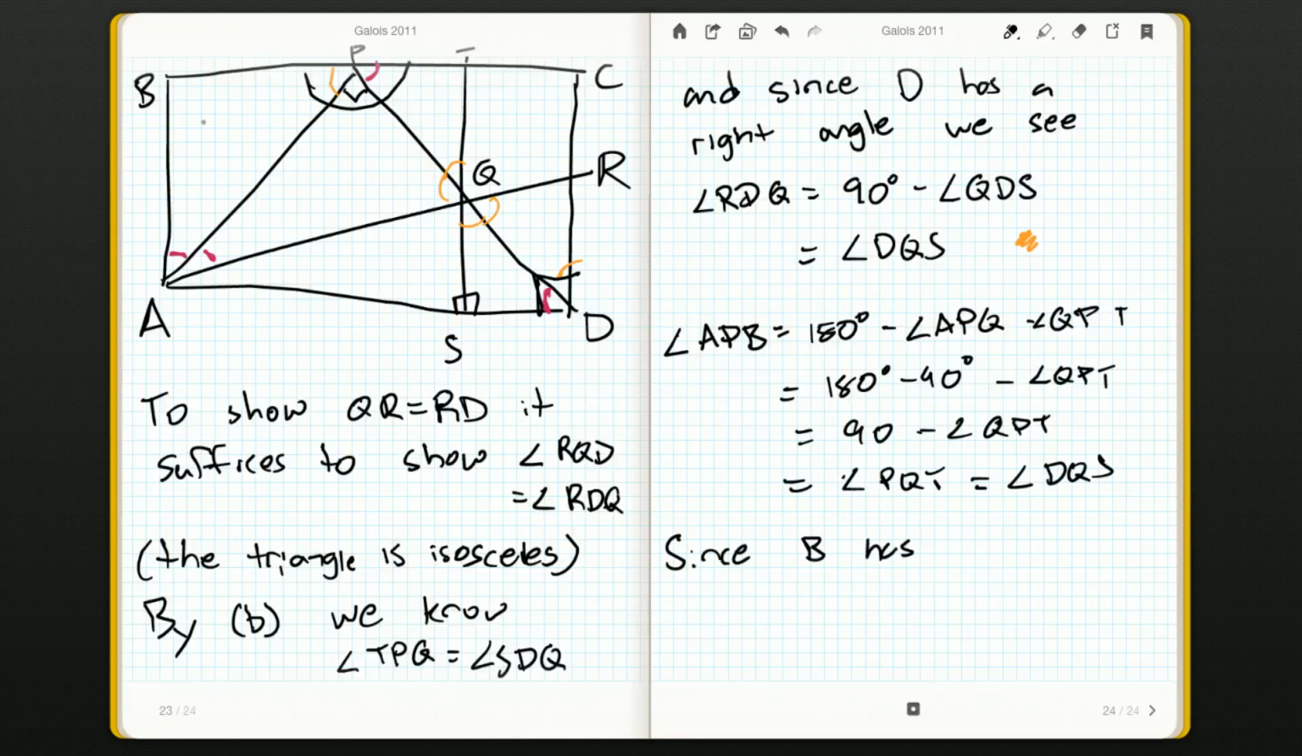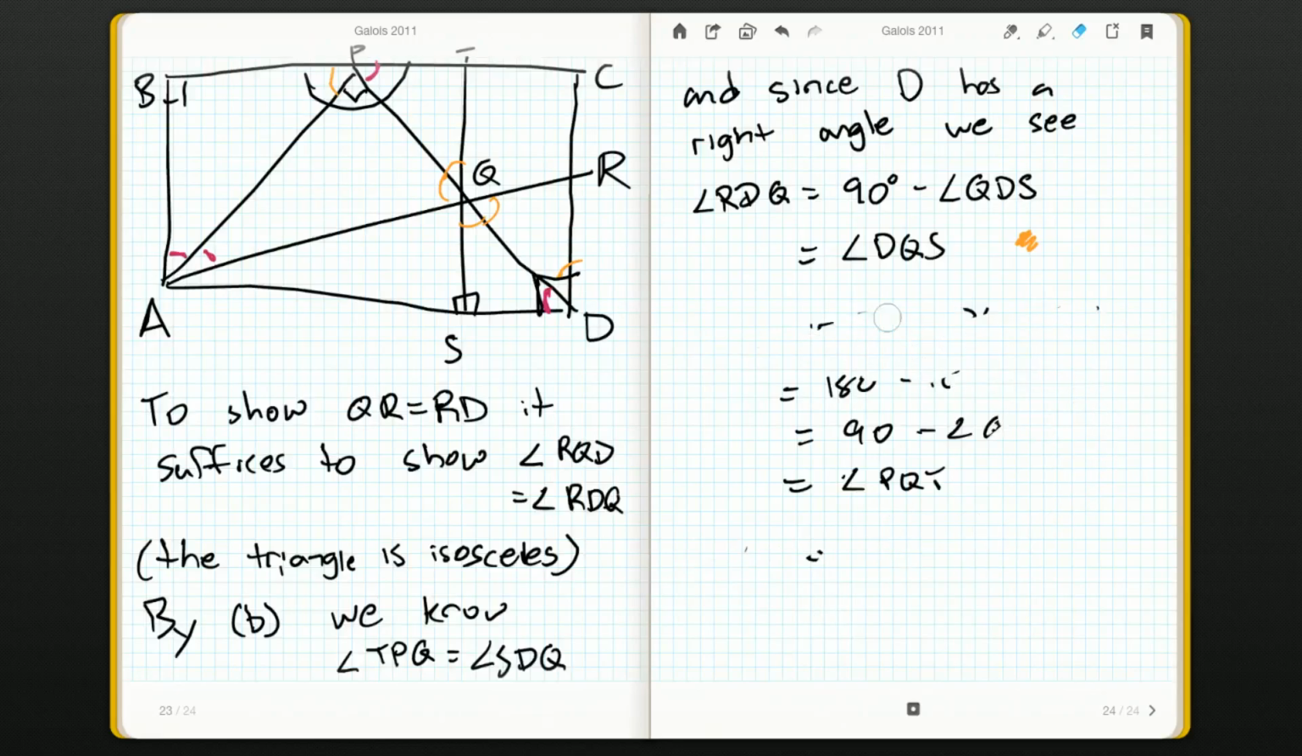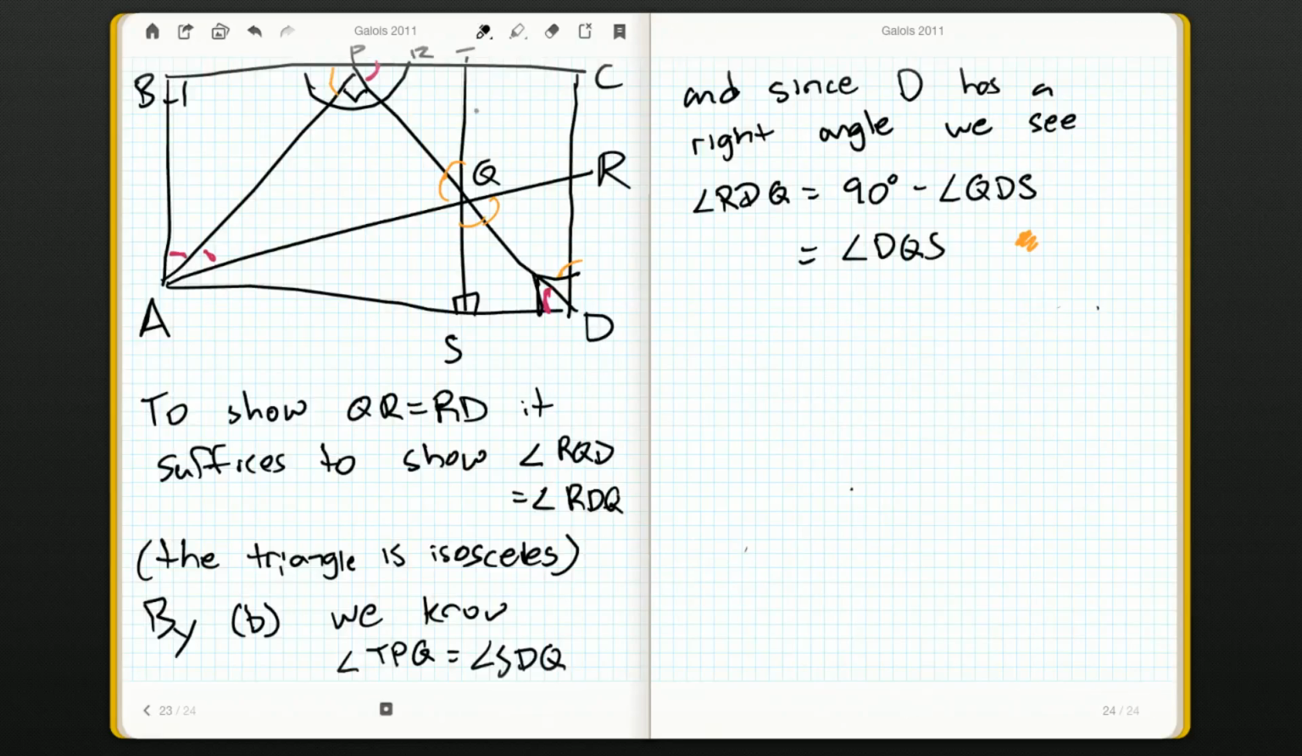Now, since B has a right angle, actually, we don't even need the B has a right angle. And we don't even need this calculation back here. Silly me. I'm all kinds of extra work today. So 12, 9, 15, 25, and 20.